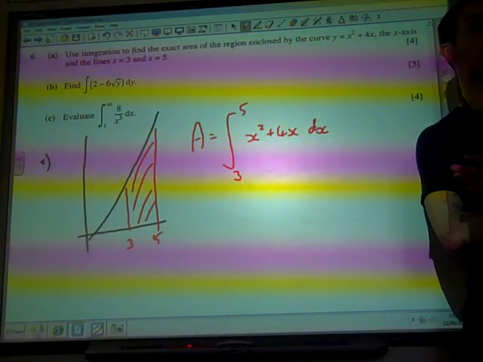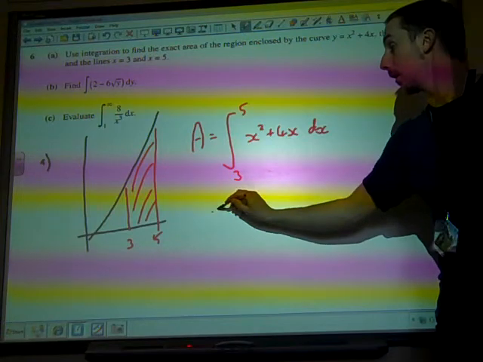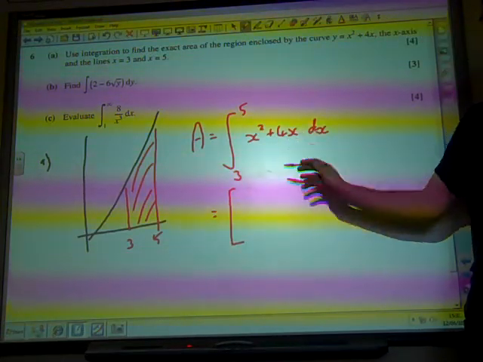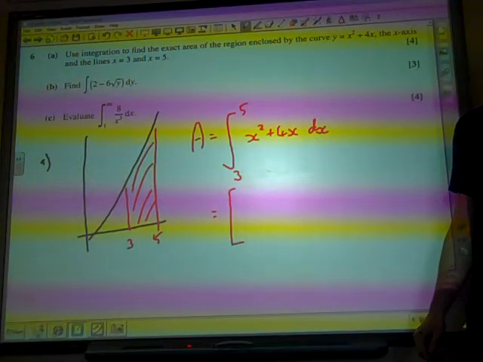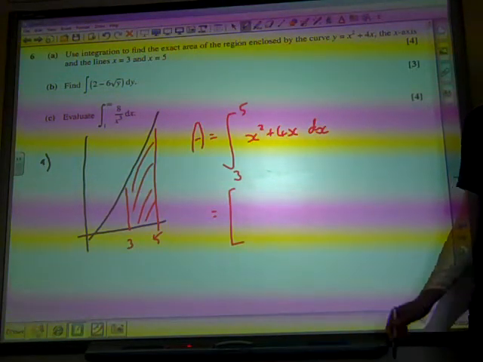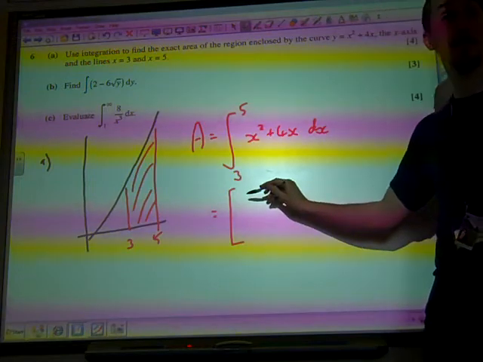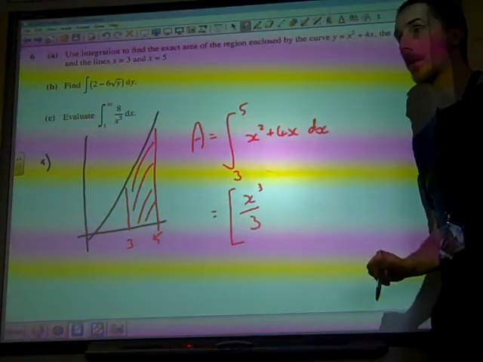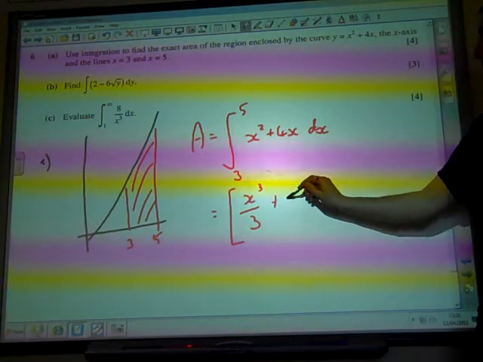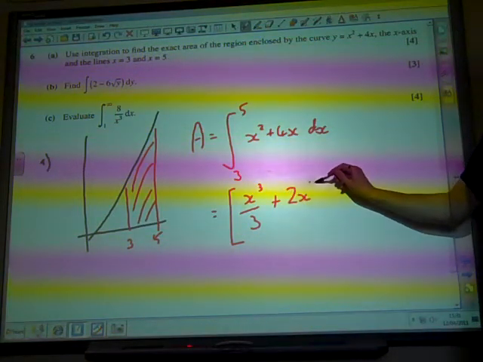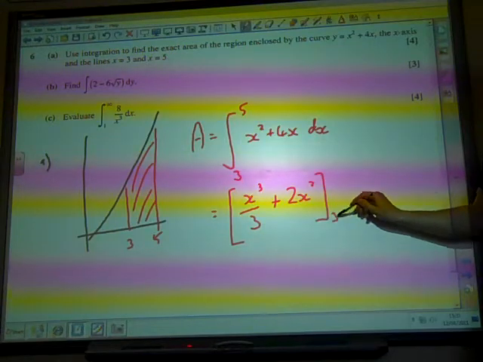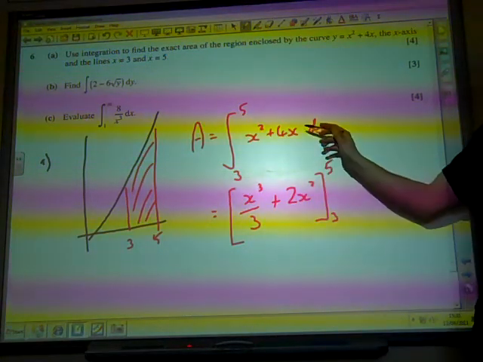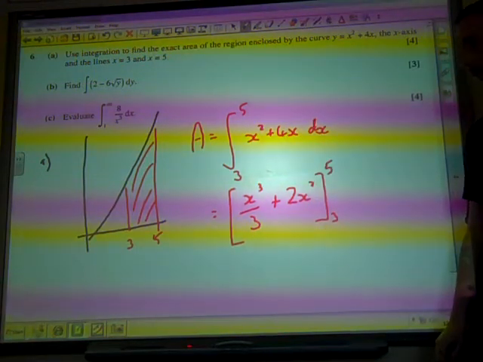And now we need to evaluate this. So if we integrate x squared plus 4x, what do we get? X cubed over 3 plus 2x squared. Why is it 2x squared? 4x squared over 2, and the 4 and the 2 will cancel out. Very good.